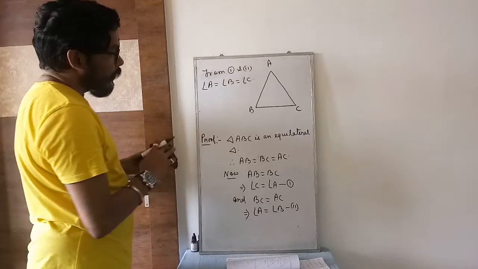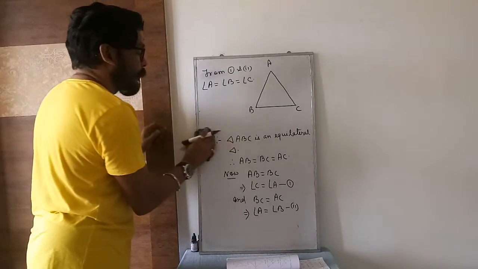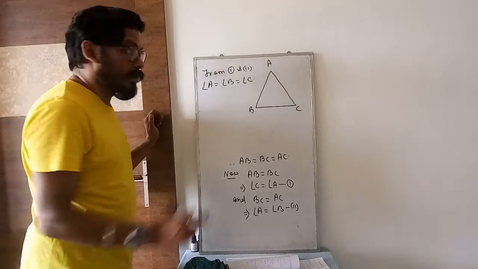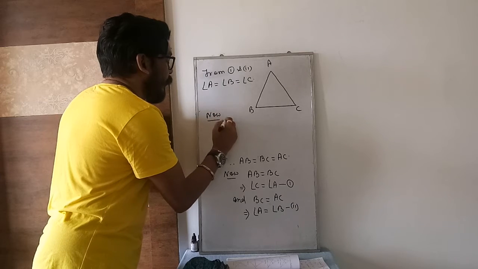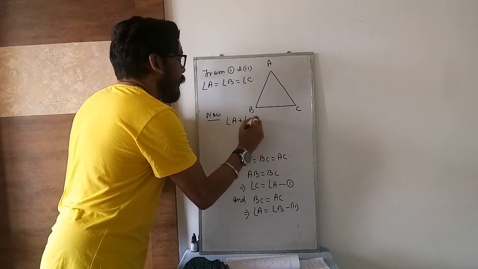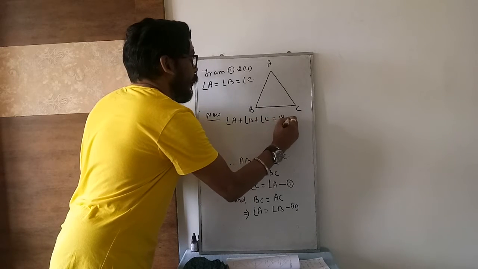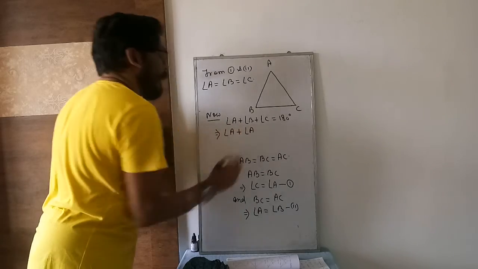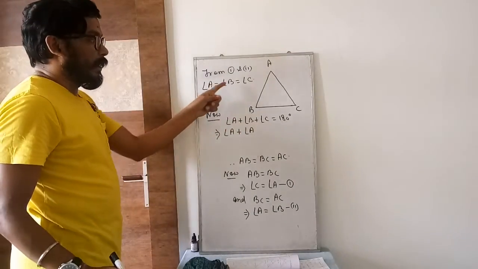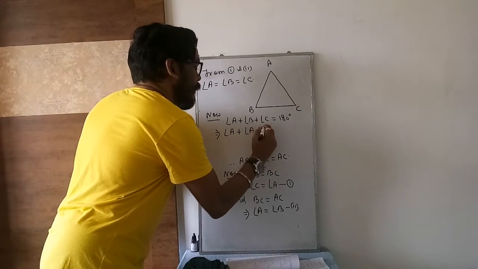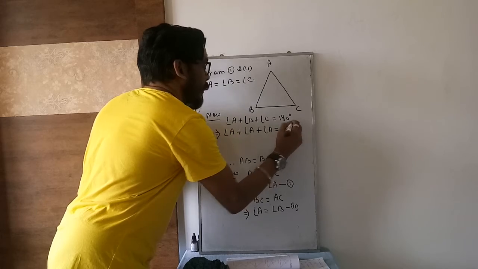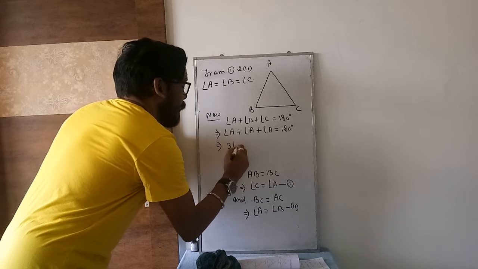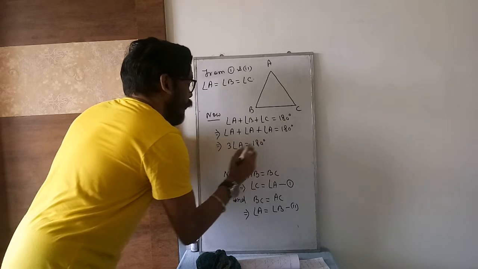Okay. Now the final part. I'll rub this part. What we know? Sum of three angles of a triangle is equal to how much? 180 degree. Now angle A plus angle B plus angle C equal to 180 degree. Keep angle A as angle A only. In place of B you can write angle A, because they are all equal to each other. In place of C also you can write angle A. So angle A plus angle A plus angle A, what you can write? Thrice angle A equal to 180 degree.